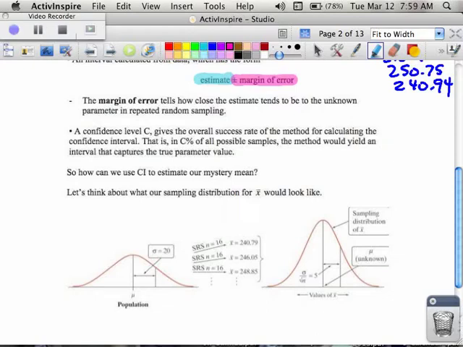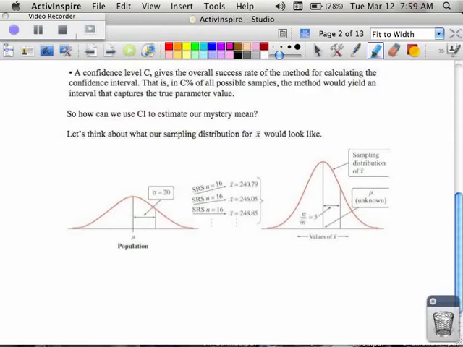Here's how it works. Down below you see a picture. In this picture of our distribution, we have a population, and we have a mean that we know is the true mean. In our example, we said that our standard deviation was 20. We take a sample of 16, we get a mean of 240.79. We take another sample of 16, we get 246. We take another sample, we get 248.